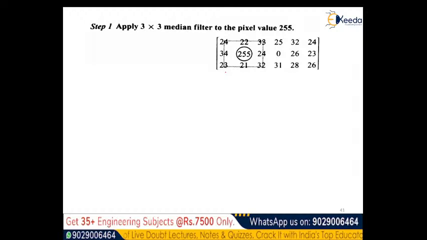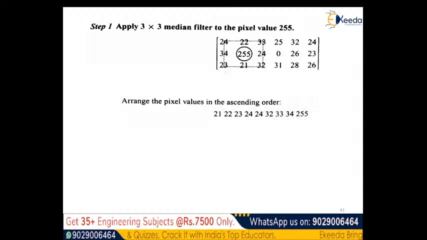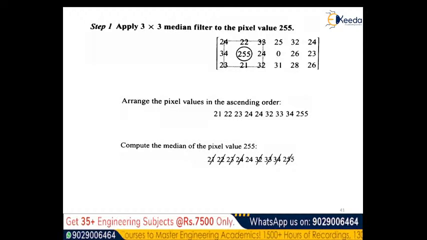Now the 9 pixel intensities here we have to arrange into ascending order. So the lowest value is 21, then next to that we have 22, 23, 24 two times, then we have 32, 33, 34 and 255. Then we have to determine the median. The median is the middle, so we strike out from the left hand as well as the right hand side to get the exact median value. So the output value is 24.